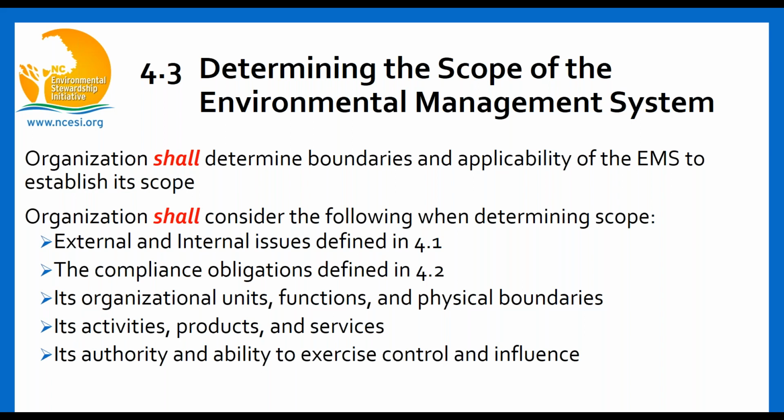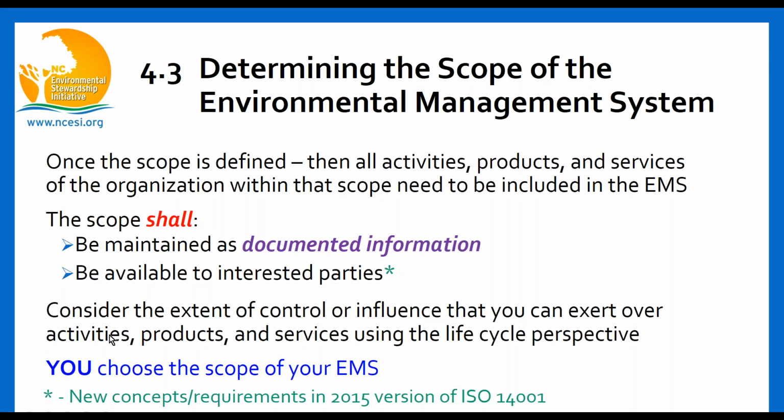Okay, we're going to move on to scope, which is 4.3. The standard says that the organization shall determine the boundaries and applicability of your EMS to establish its scope. What you have to consider includes the external and internal issues you defined in 4.1, which is your context, and the compliance obligations you defined in reviewing your interested parties. You also have to look at your organizational units, functions, and physical boundaries, all of your activities, products, and services, and the authority and ability to exercise control and influence over those.